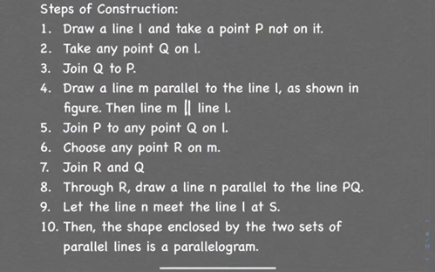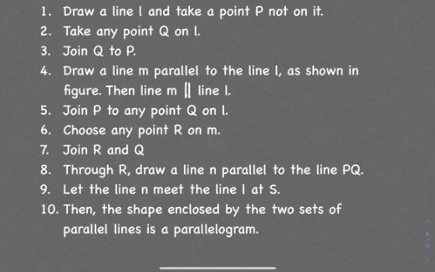Children, we'll just recall what we did just now through these steps of construction. Draw a line L and take a point P not on it. Take any point Q on L, join Q to P, draw a line M parallel to the line L as shown in the figure. Then line M is parallel to L. Join P to any point Q on L. Choose any point R on M. Join R and Q. Through R, draw a line N parallel to the line PQ. Let the line N meet the line L at S. Then the shape enclosed by the two sets of parallel lines is a parallelogram. I hope all of you understood, children.